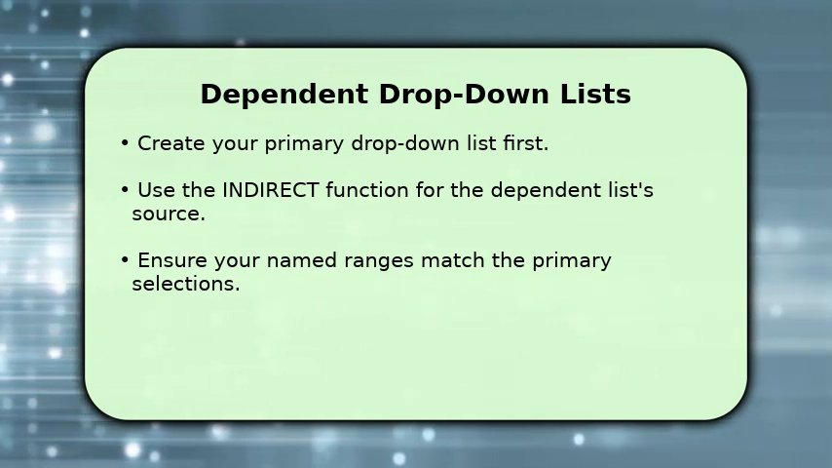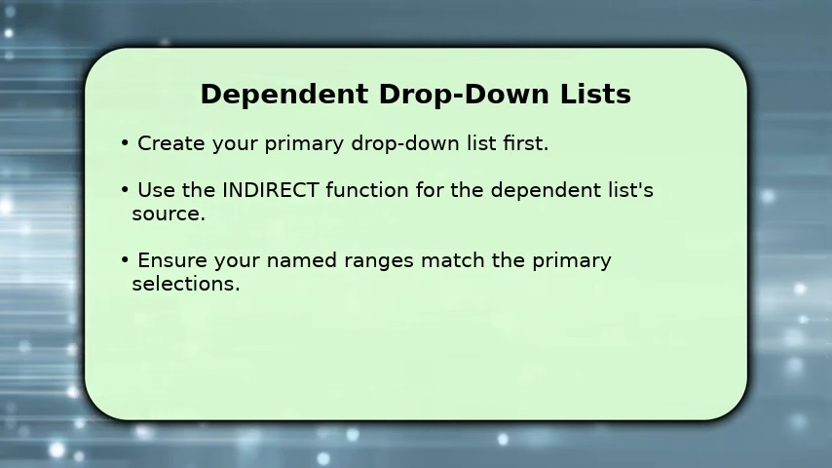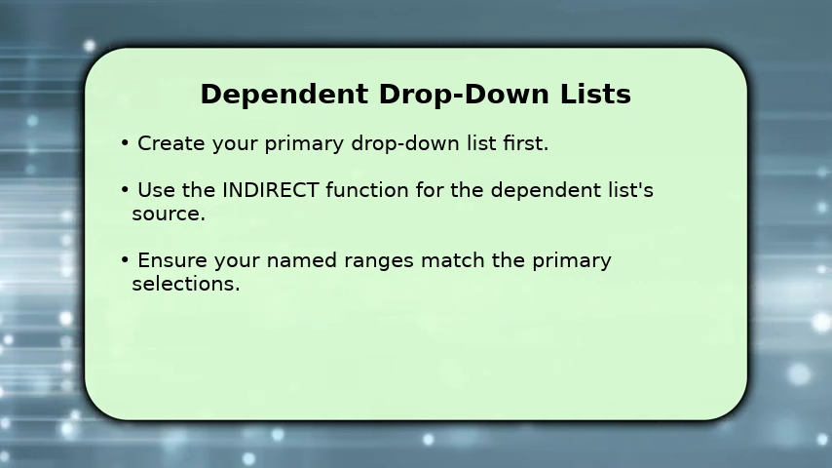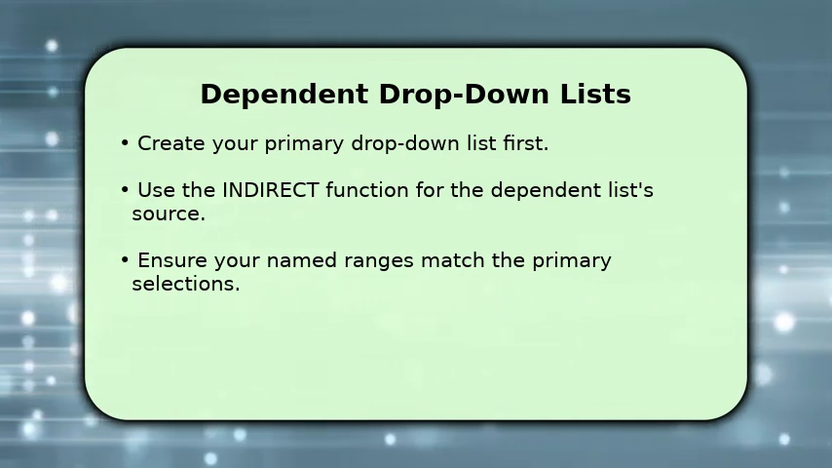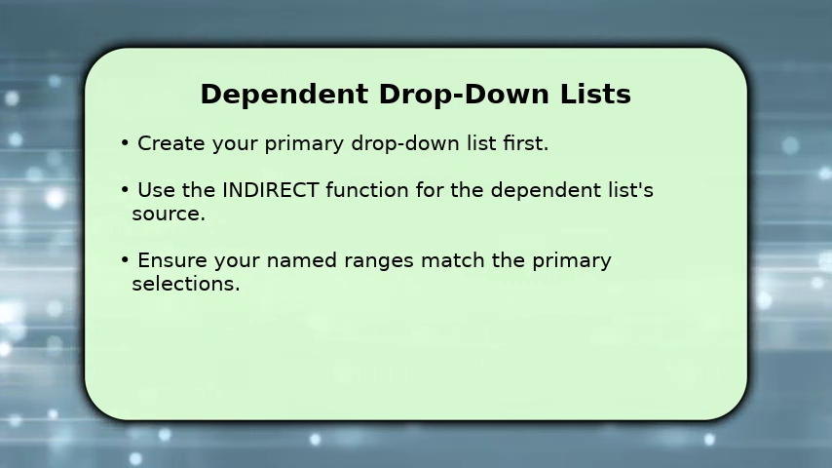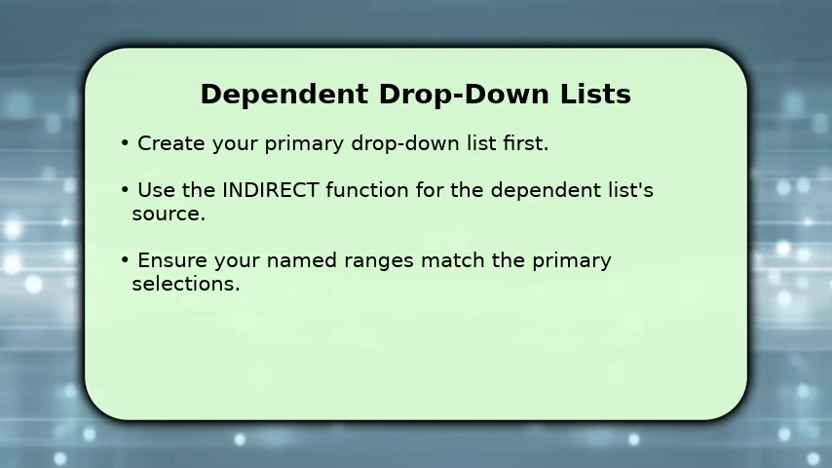Start by setting up your primary drop-down list. For the dependent list, use the INDIRECT function in the data validation source, referencing the cell with your primary list. Make sure you have named ranges for each possible selection in your primary list, matching the names exactly. This powerful feature makes your forms highly interactive.